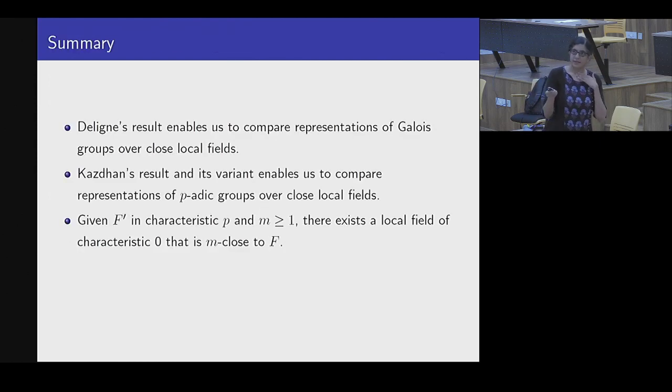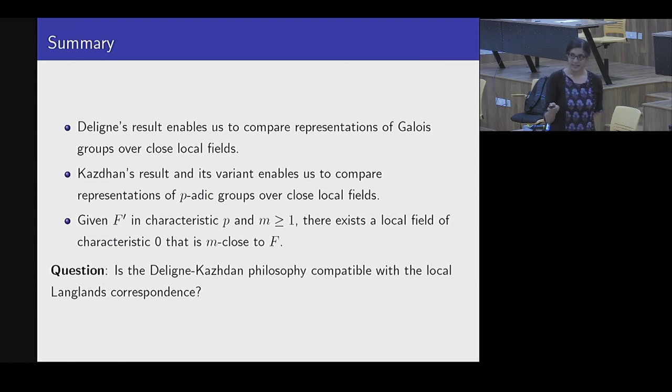Now, I'll just summarize everything. Deligne's result allows us to compare representations of the Galois group over close local fields. Kazhdan's result and its variant, which I will not get into, enables us to compare representations of p-adic groups over close local fields. And as I said, given a local field of characteristic p, there exists a local field of characteristic 0 that is m-close to it. Given a local field of characteristic p and an m, we can always find a local field of characteristic 0 that is m-close.